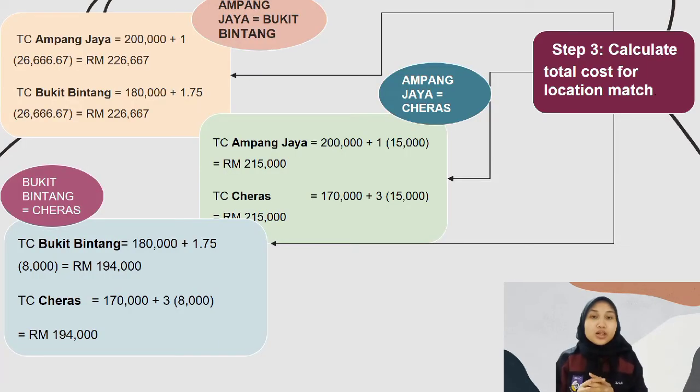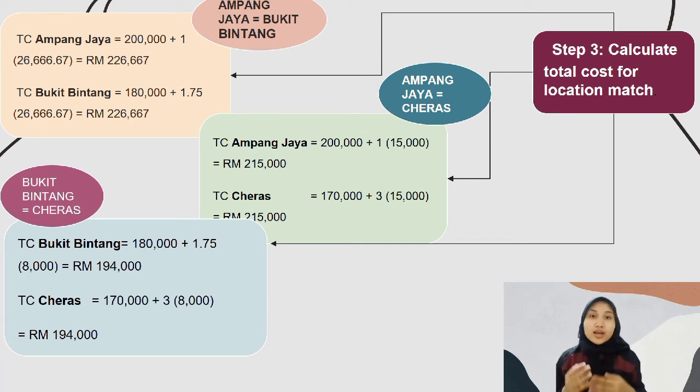Step 3, we have to calculate total cost for each location. Firstly, total cost Ampang Jaya equals total cost Bukit Bintang. We can see they have the same answer, which is 226,667 ringgit, because we use the quantity from step 2, which is 26,666.67. Next is total cost Ampang Jaya equal to total cost Cheras, which have the same total cost, which is 250,000.